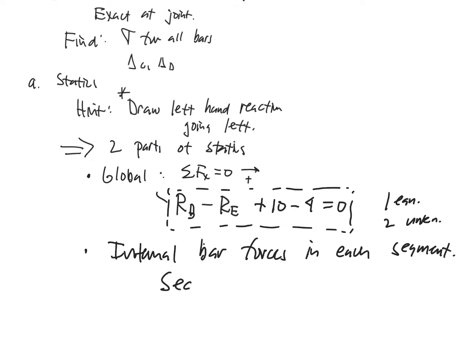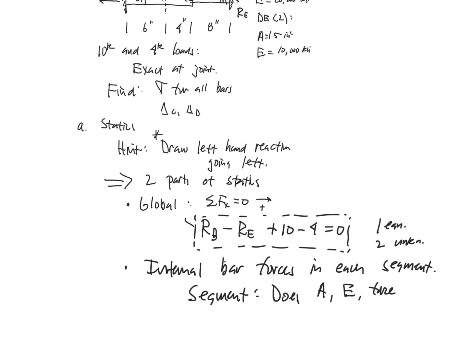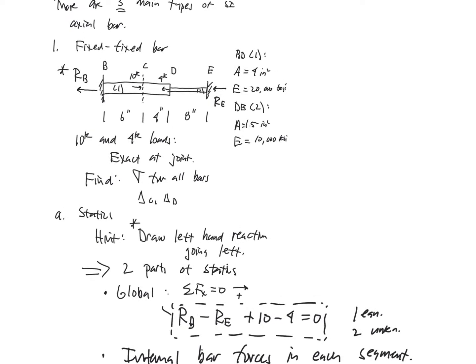Now, what do we mean first off by segment? That means you're going to have to look at the problem and ask yourself, does the area change? Does the modulus of elasticity change? Or does the force change inside that segment? If we go back up here and look at our problem, BD has the same A and E. But we have a point load at C, and that's going to change the internal bar force between BC and CD. So P_BC is not necessarily the same as P from C to D. Whenever there's a point load, you need to end your segment there. So you count up how many pieces you have, and in this case, we have 3: BC, CD, and DE.